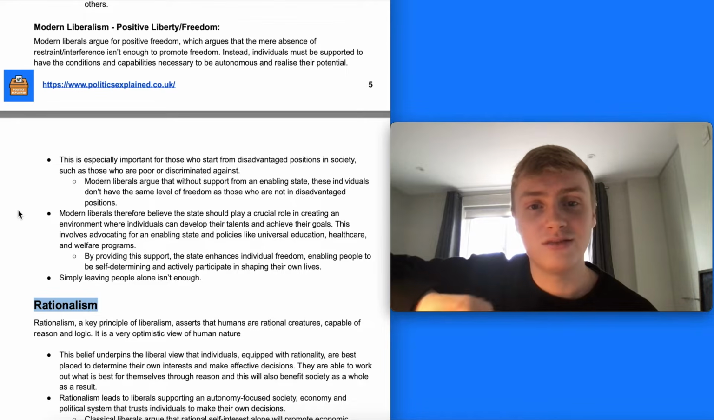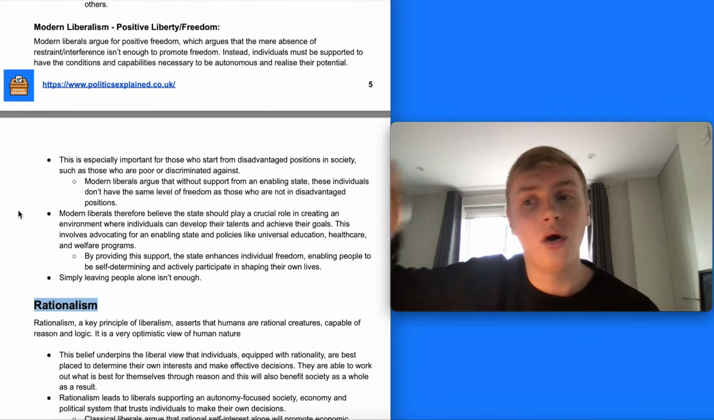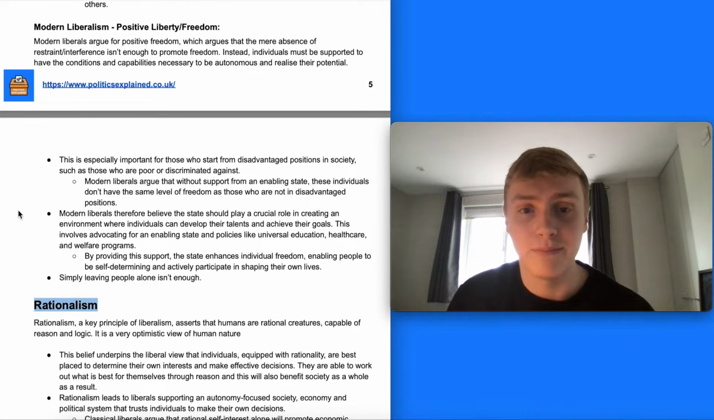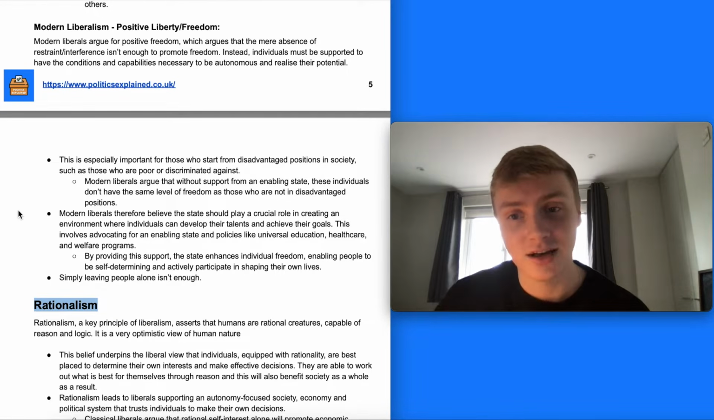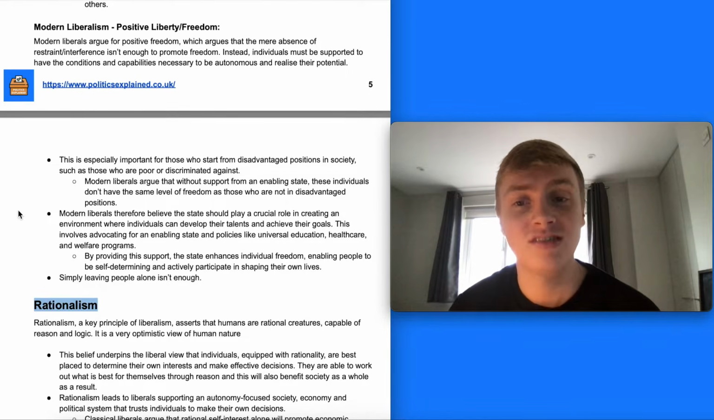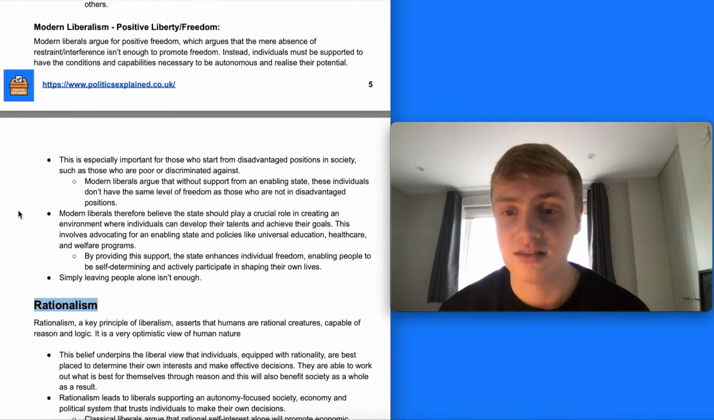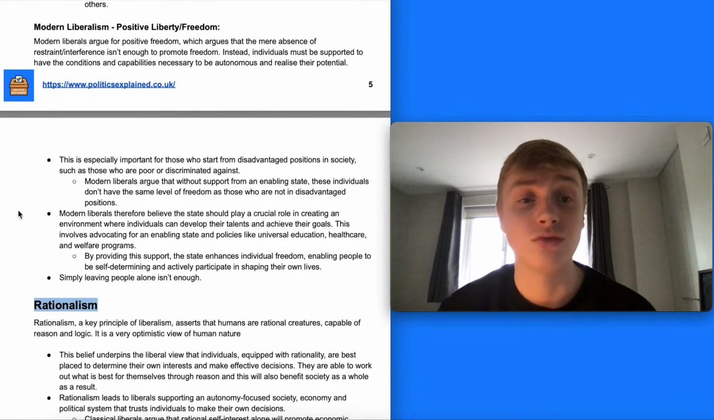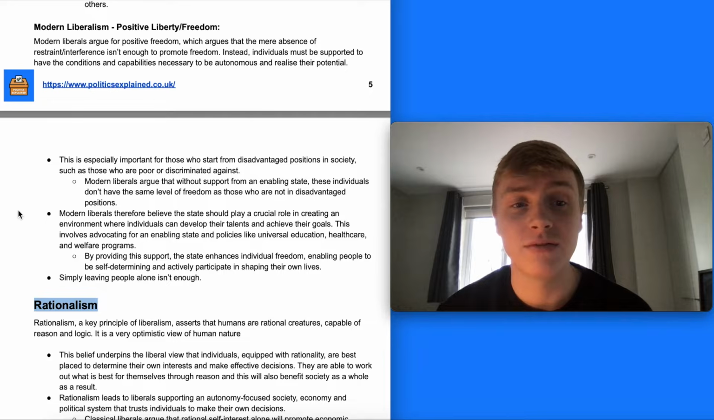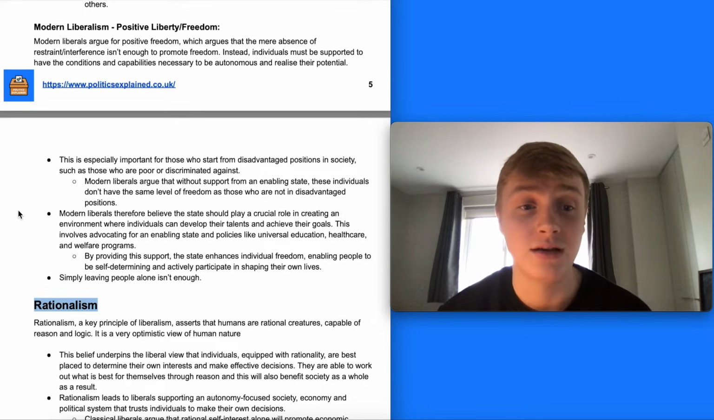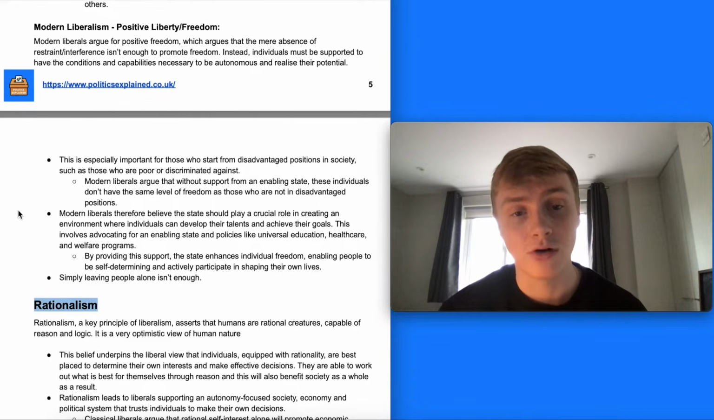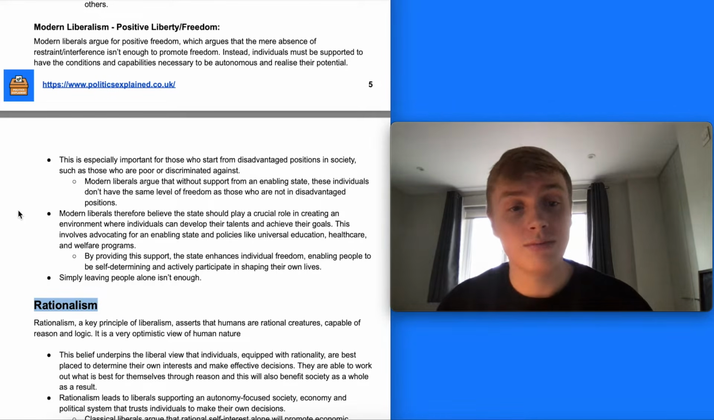Whereas those who are in a disadvantaged position in society, even if there's not interference from the state, they're not free because they can't truly exercise their freedom, can't truly exercise their individualism and pursue their goals to the same extent as those who are advantaged in society can. So modern liberals, as a result, believe that the state should play a crucial role in creating an environment where individuals can develop their talents and achieve their goals. This involves advocating for an enabling state and policies like universal education, healthcare, and welfare programs. By providing this support, the state enhances individual freedom rather than threatening it, enabling people to be self-determining and actively participating in shaping their own lives.